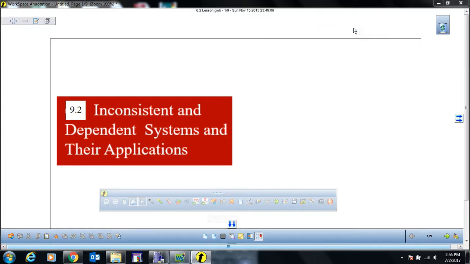In this section 9.2, I'm going to be covering the exact same thing, which is solving systems of linear equations using matrices through Gaussian elimination with back substitution or Gauss Jordan elimination. The only difference in section 9.2 is that we are going to be looking at systems with no solutions and infinitely many solutions.